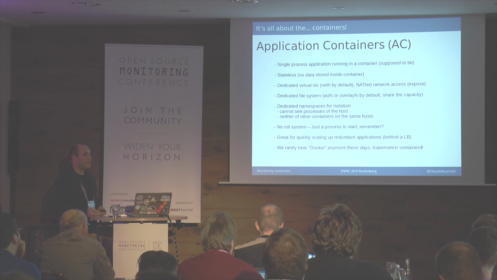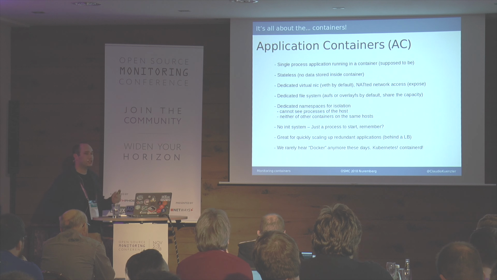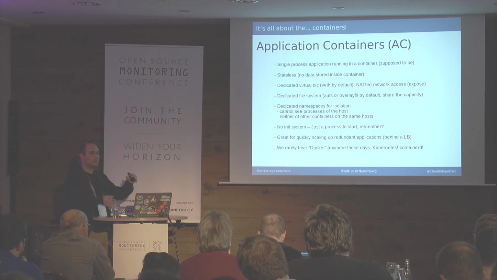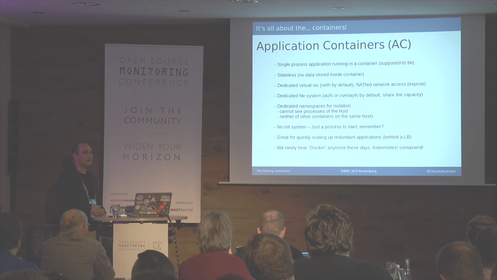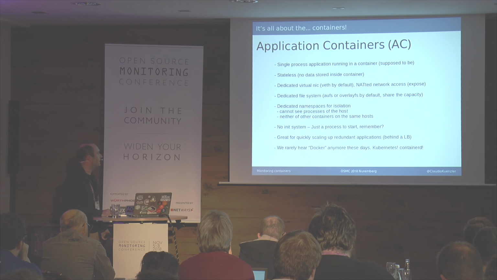We also have a dedicated file system. The difference here is it's by default OverlayFS or AUFS, and they share the same capacity. So you have a top-level file system, and all containers are using that top-level file system, even though they have their dedicated root file system. Same as with LXC, we have dedicated namespaces. We have the same things: we cannot see outside the container.